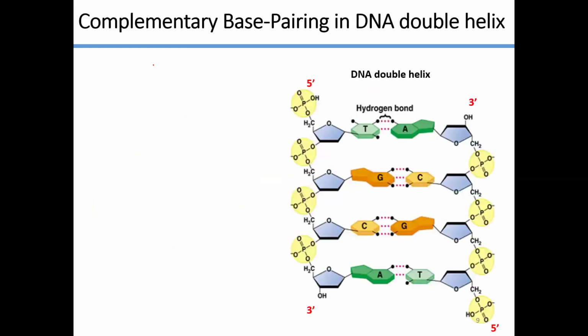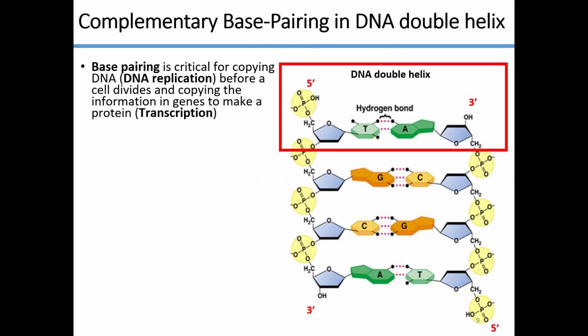All right, so complementary base pairing in DNA double helixes. I want to make sure I'm stressing this a lot because this is a very important rule. Remember, base pairing is crucial for copying DNA. DNA has a very, very specific code, and only certain things are going to come together. Base pairing is critical for copying DNA, specifically DNA replication before cell division, and for copying the information in genes to make proteins.